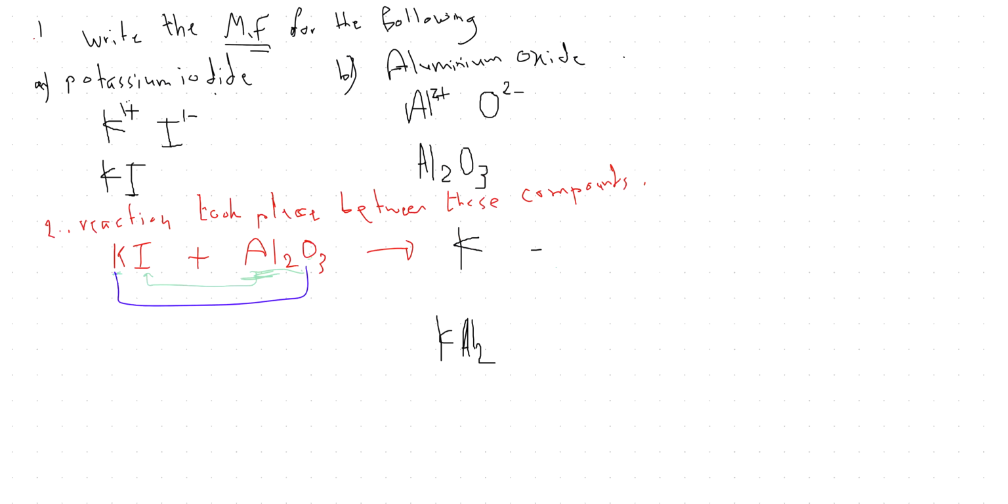Potassium will react with the oxygen. First, potassium reacted with iodide. Now it will change its place and react with oxygen. So what will be the equation? It's going to be potassium reacting with oxygen and aluminum reacting with iodide. Very good. So aluminium will react with iodide.